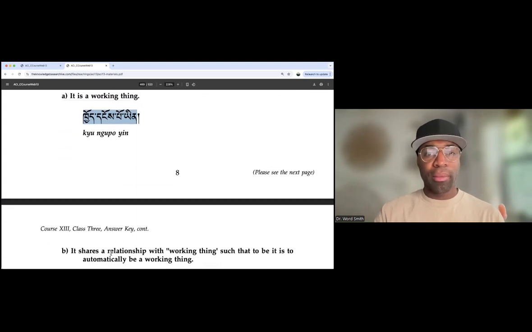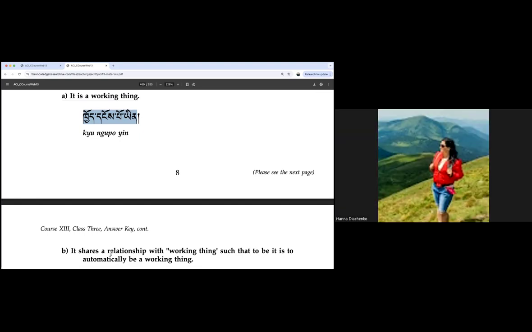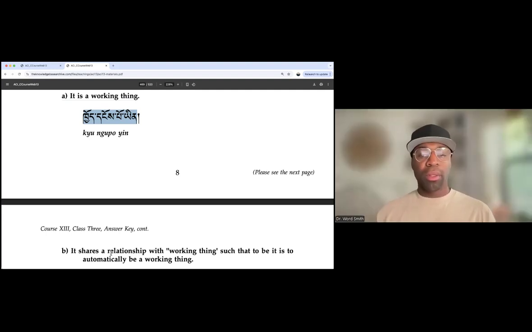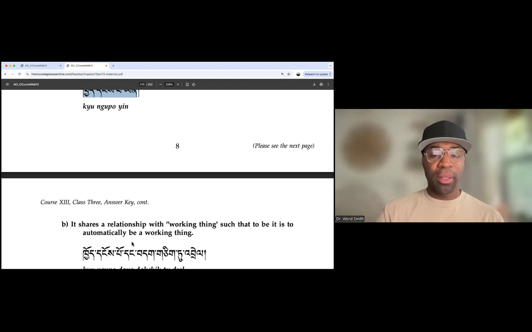Hannah, read this. It shares a relationship with working thing, such that to be it is to automatically be a working thing. Be a working thing. Yeah. Can you read this? Hannah?